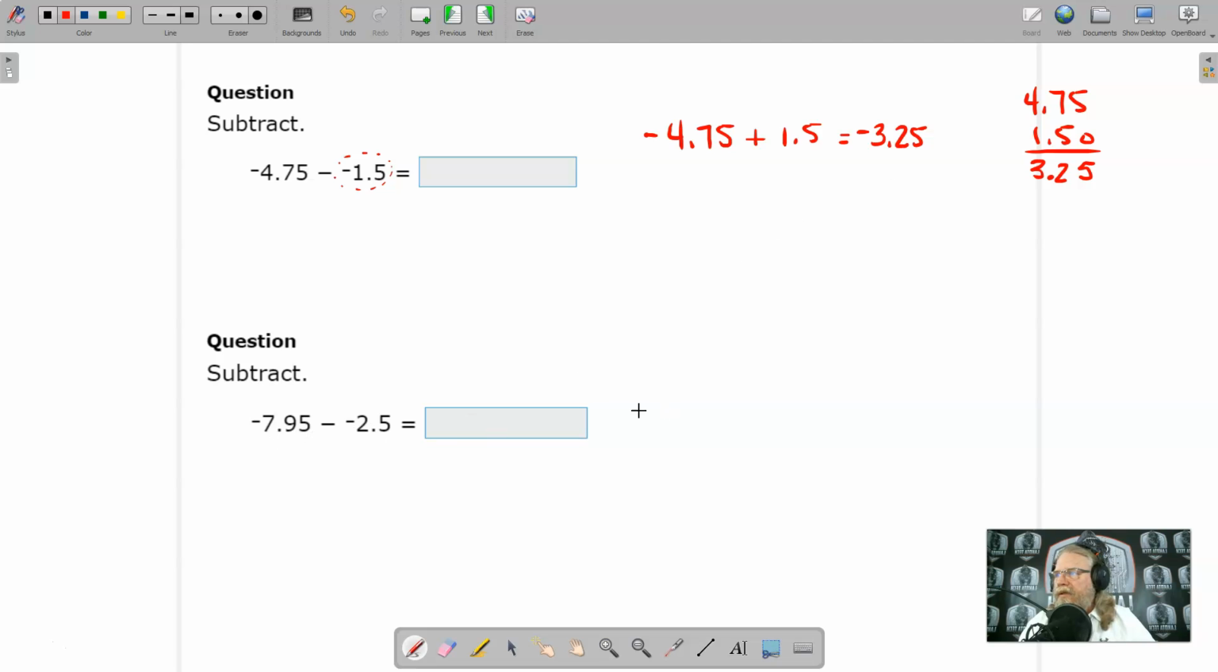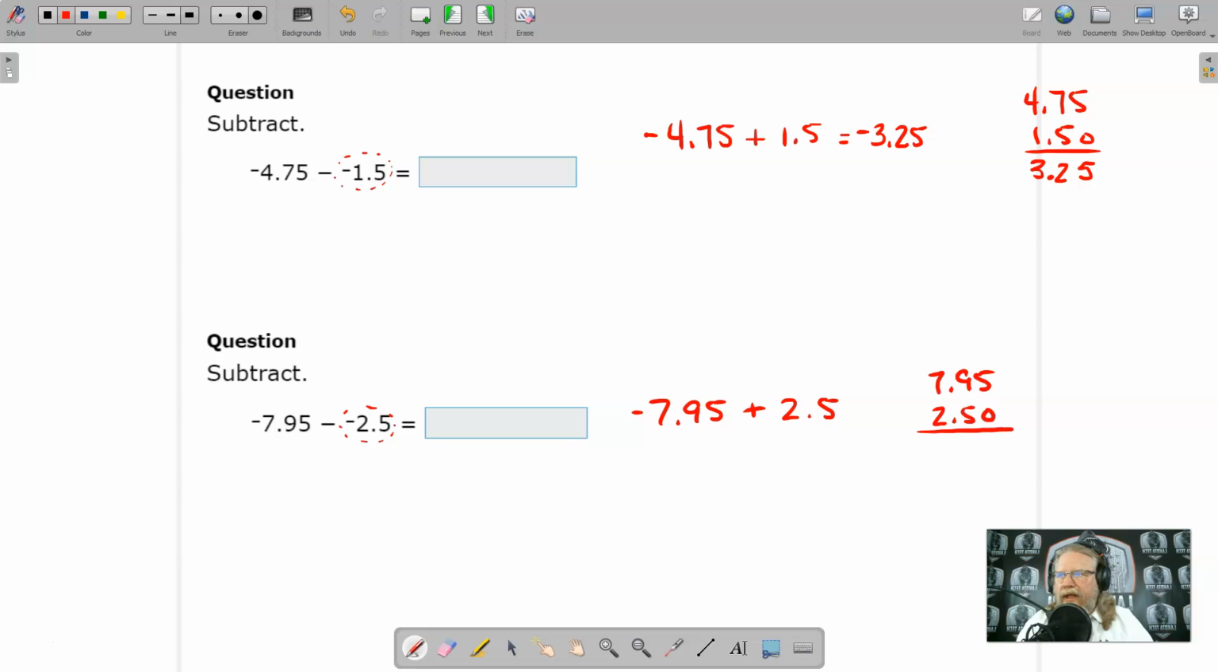And the next one, let's go ahead and go negative 7.95 minus, but let's change that over to addition instead. Let's take the opposite of the number that follows it. In this case, it is negative 2.5, so we're going to make it a positive 2.5. Now, just like the last problem, we are adding a negative number and a positive number, so that means we're actually going to subtract. So let's go 7.95. We're going to subtract from it 2.5.